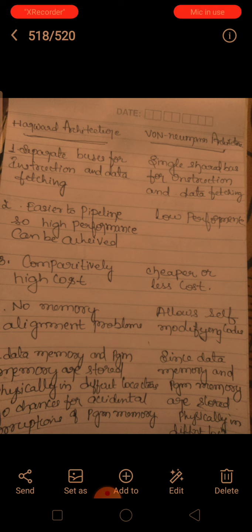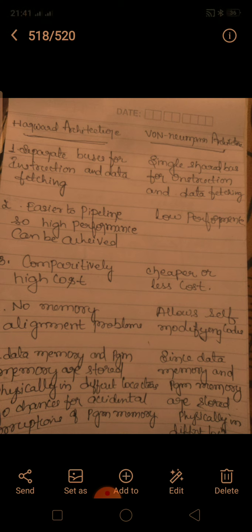The second one is that Harvard is easier to pipeline, so high performance can be achieved. It uses a pipeline, so performance will be high. Von Neumann has low performance compared to Harvard architecture, because they don't use the pipeline in von Neumann architecture. And comparatively high cost. Harvard architecture is high in cost, whereas von Neumann architecture is less costly compared to Harvard architecture, and there are no memory alignment problems under Harvard architecture.